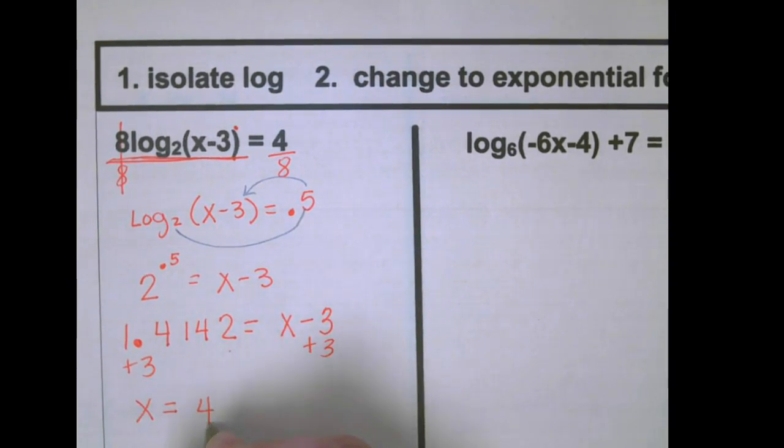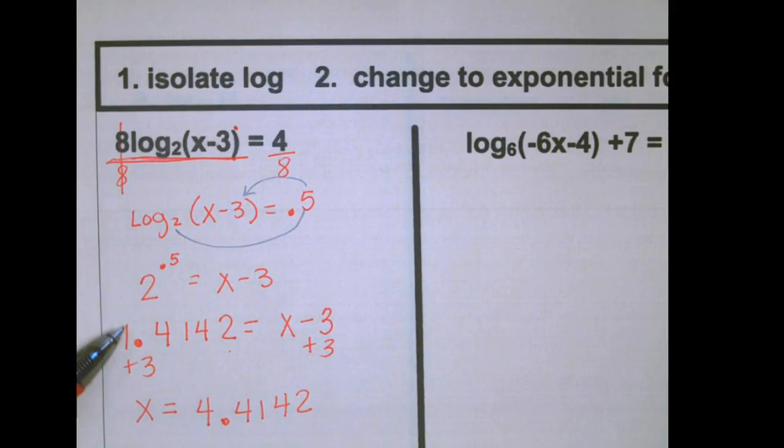And so 4.4142. Does everybody know where I got that number right there? I put 2 raised to the 0.5 in my calculator, and that's where this number came from. Did you try it out for yourself?